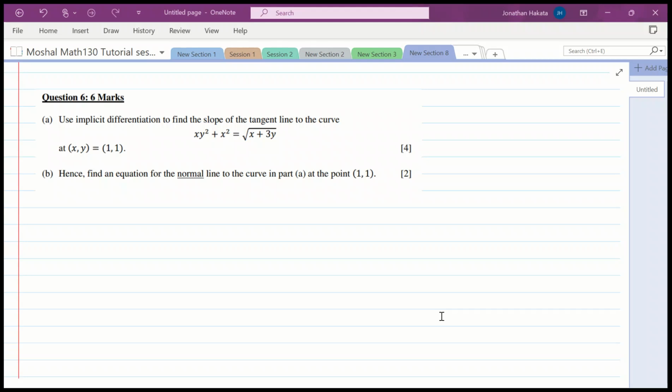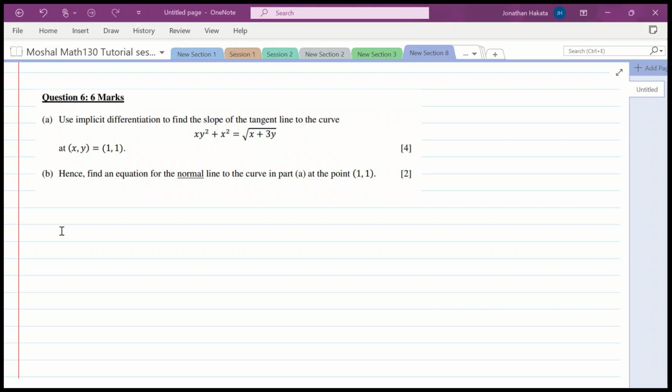Use implicit differentiation to find the slope of the tangent line to the curve xy squared plus x squared equal to root of x plus 3y at the point (x, y) equal to (1, 1). 4 marks for that. Part B is saying hence find an equation of the normal line to the curve in part A at the point (1, 1).